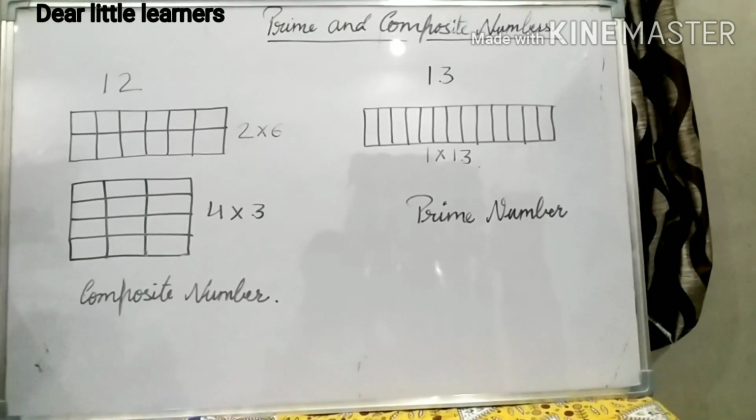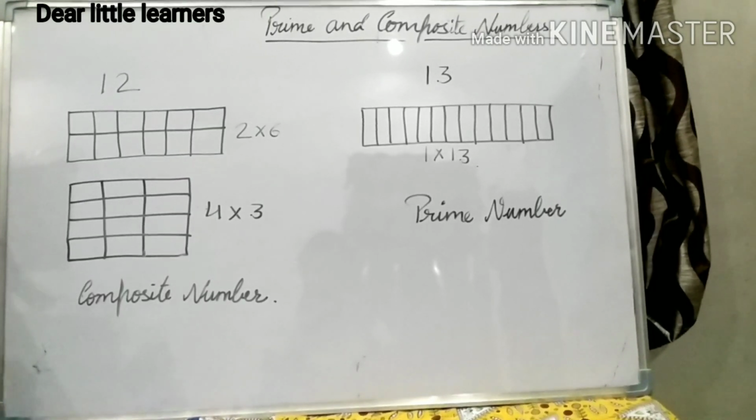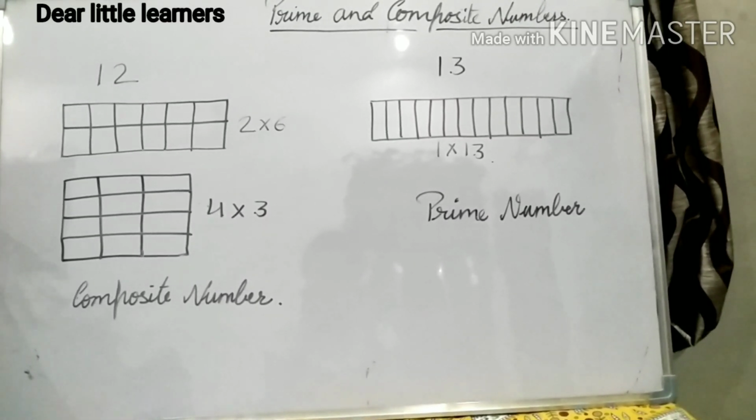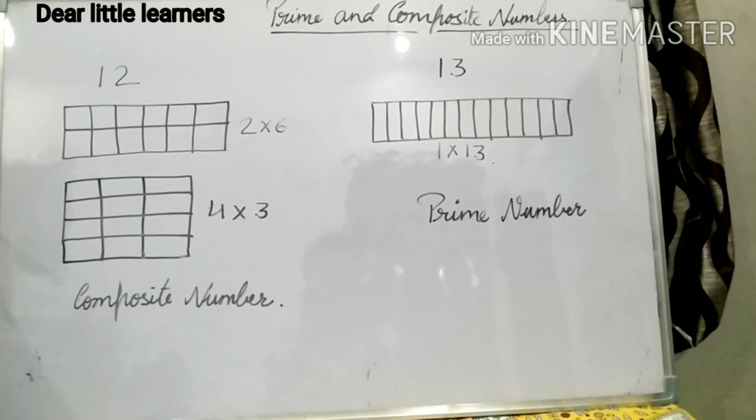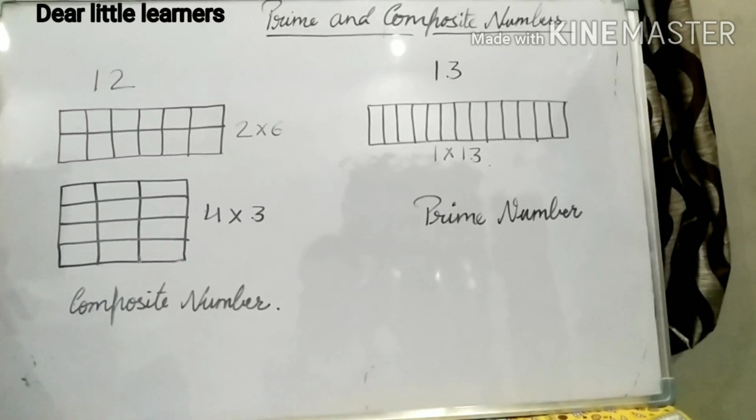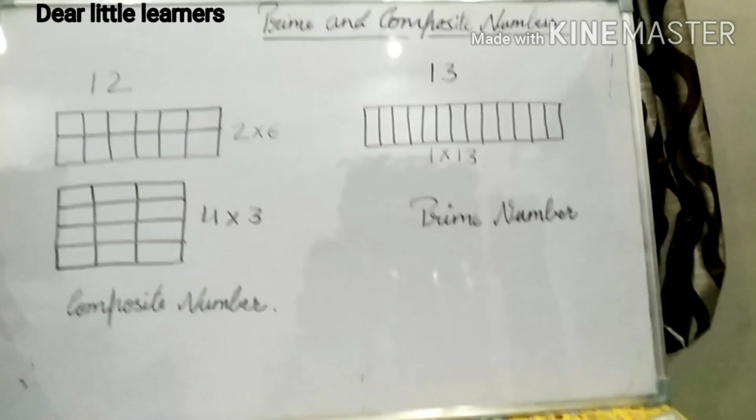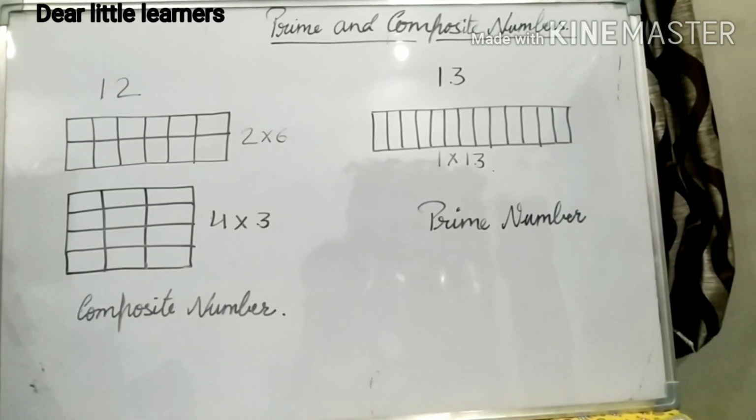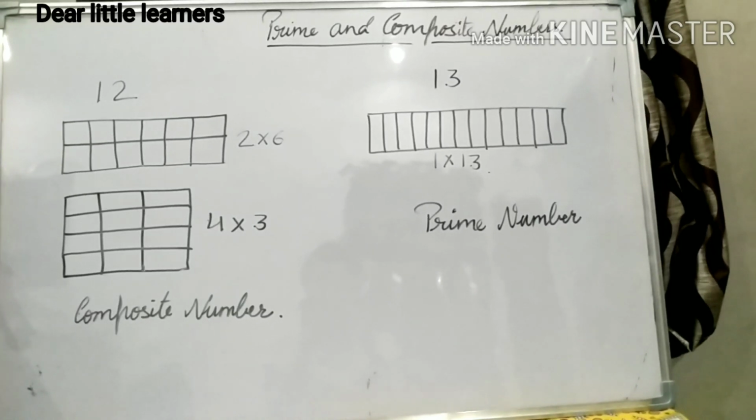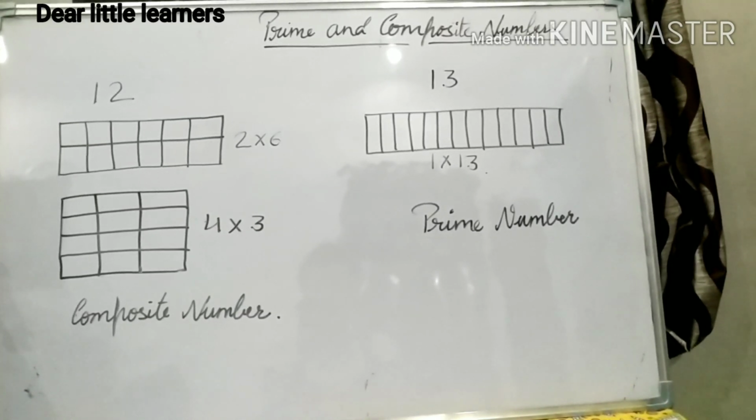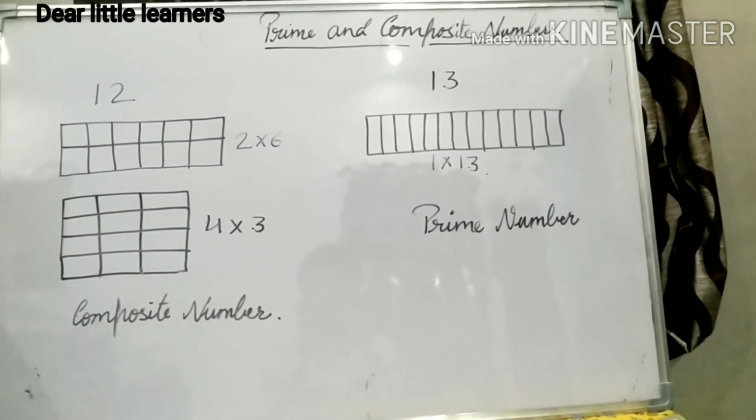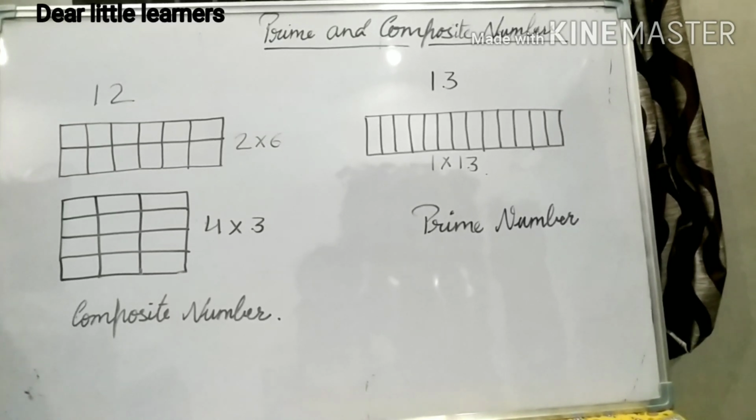Before explaining prime and composite, first I want to explain even and odd numbers. You must have learned this from class 1st or maybe class 2nd. Even numbers are the numbers which are divisible by 2, or which come in 2's table, or which have 0, 2, 4, 6 and 8 at the ones place. Whereas odd numbers are those which do not come in 2's table, or which have 1, 3, 5, 7 and 9 at their ones places.